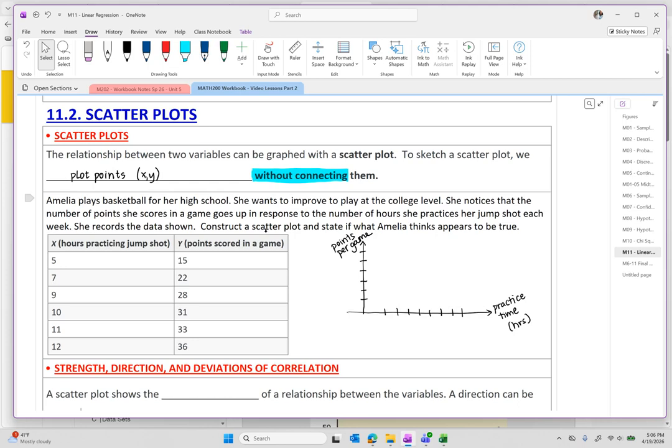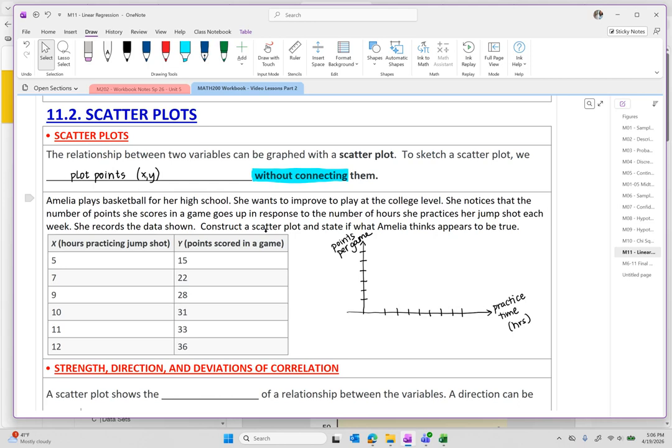She records the data shown, and this table indicates that in one column we have the hours per week that she practices a jump shot, and in the second column we have the points that she scores in a game. When she practices 5 hours, she scored 15 points per game; when she practiced 7 hours in a week, she scored 22; and when she practiced 9 hours, she scored 28. So she sees a relation and she wants to see what it looks like. The scatter plot is a way to visualize this.